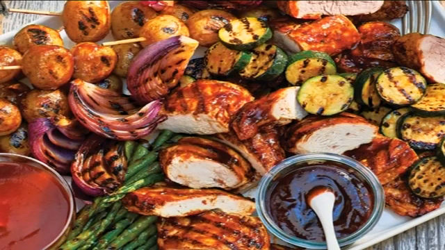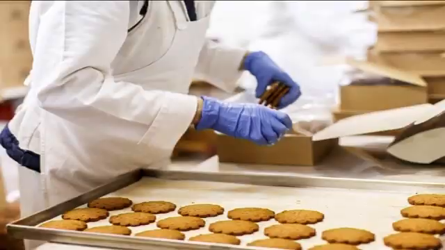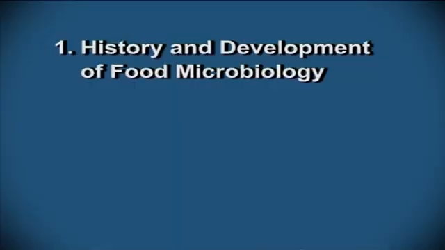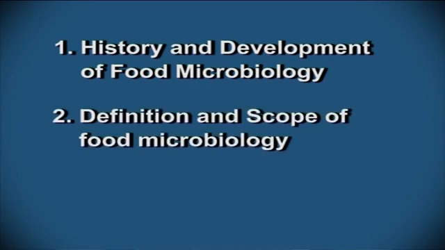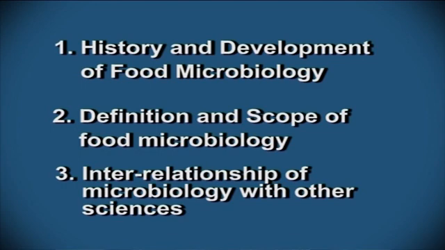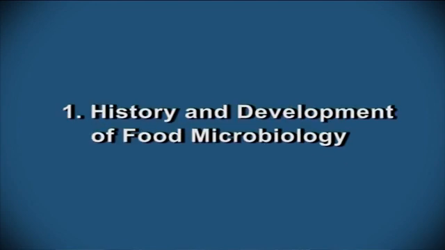In order to control such spoilage, understanding their role in food is necessary. To understand the role of microbes, they are isolated as pure cultures and characterized. Some of the simplest techniques for these studies were developed over the last 300 years. This episode deals with the history and development of food microbiology, the definition and scope of food microbiology, and interrelationships of microbiology with other sciences.